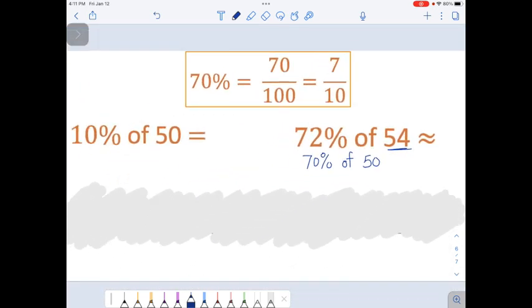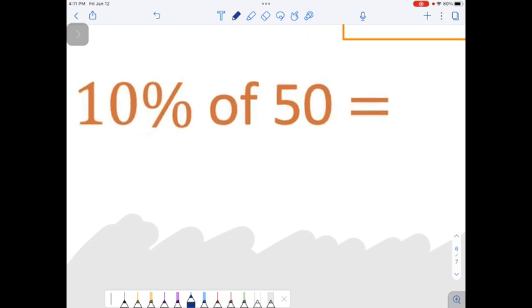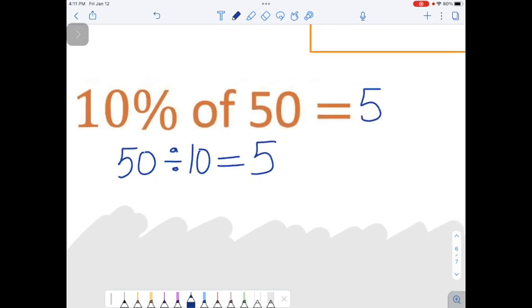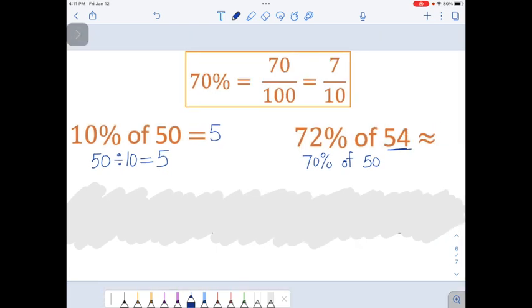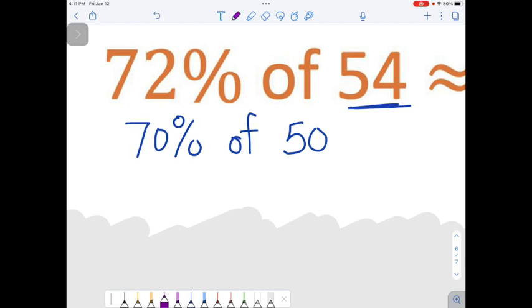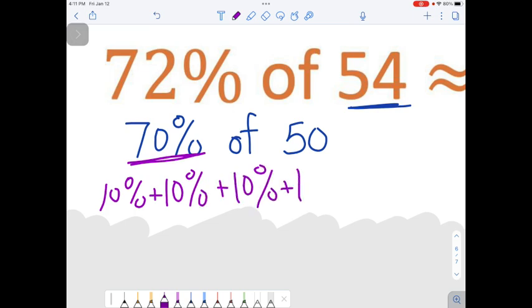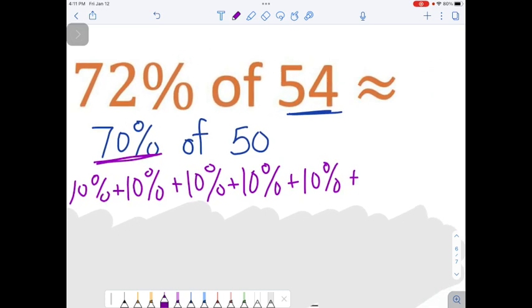So that means I'm going to think in my head, well, what is 10% of 50? Well, 10% of 50, 50 divided by 10 equals 5. So I'm going to think in my head, every time I have 10%, I have 5. So let's go over here, and we're going to try this out. 70% means 10% plus 10% plus 10% plus 10%. Oh my goodness. 4 plus 10%. 5 plus 10%, that gets me to 60, 10, 20, 30, 40, 50, 60, plus 10 more percent.